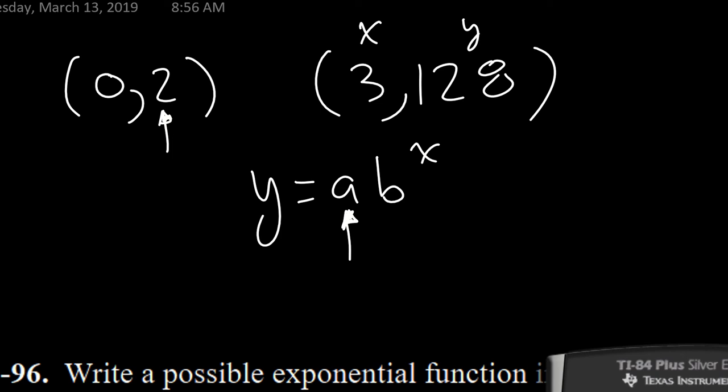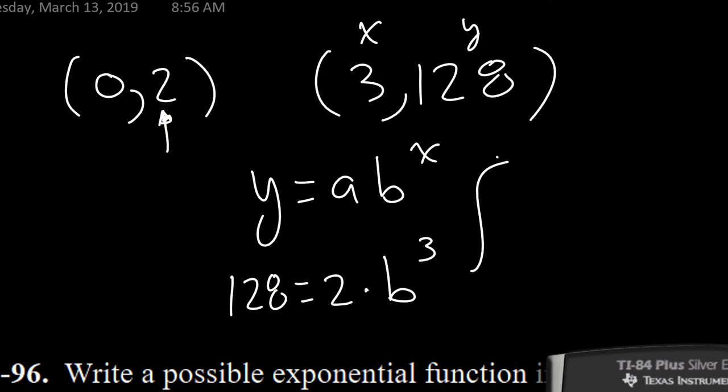So let's go ahead and plug in what we know. We can say that y would equal a, which we know is 2, times b, and x is 3. I forgot, I'm going to put in that y is 128. So we've got 128 equals 2 times b to the third power. If I want to get b cubed alone, I'm going to divide both sides by 2. So I'll take 128 and divide that by 2, and that's what b to the third power is.